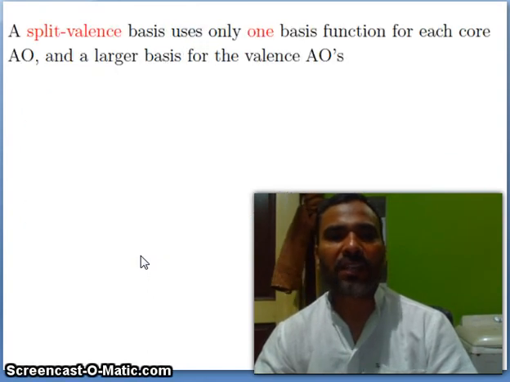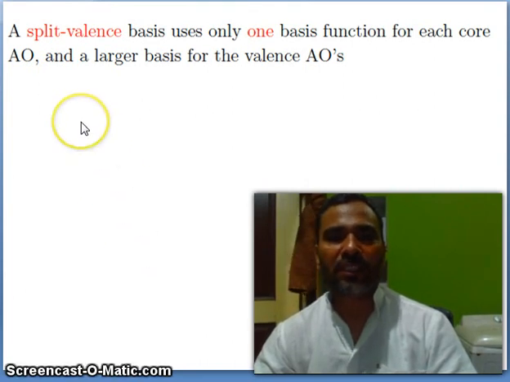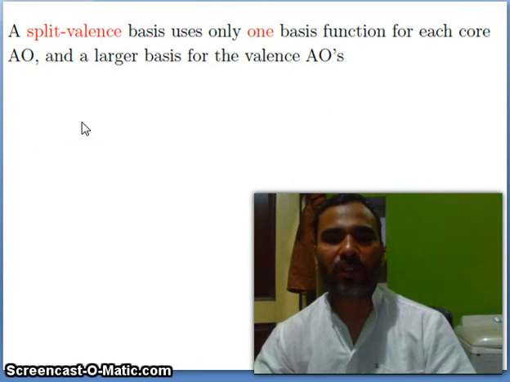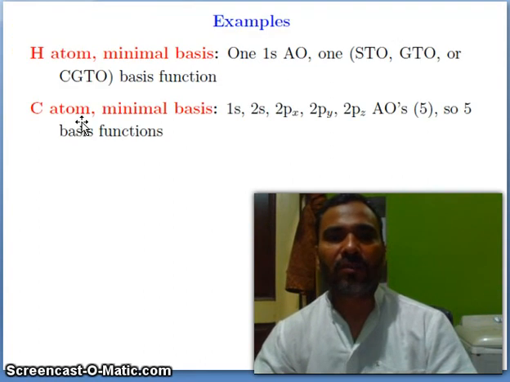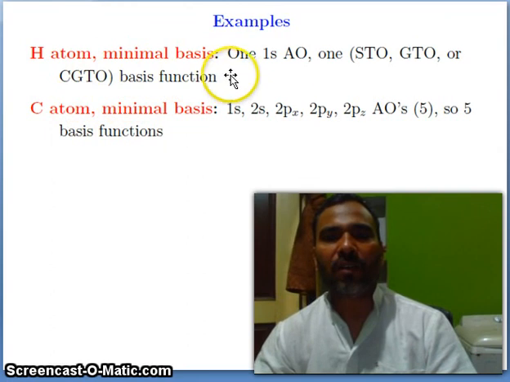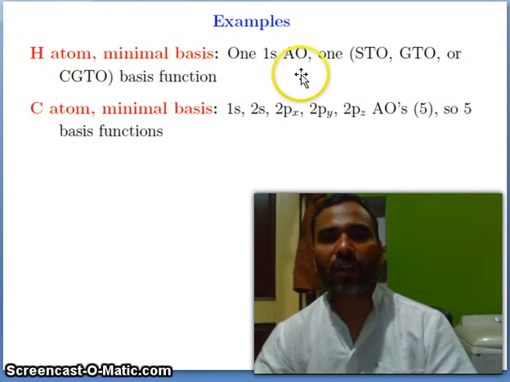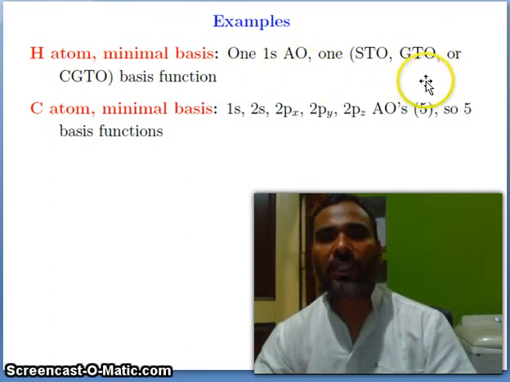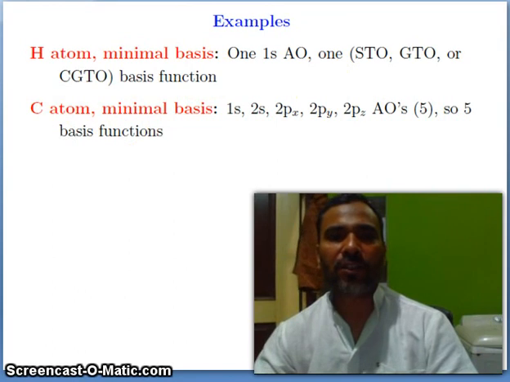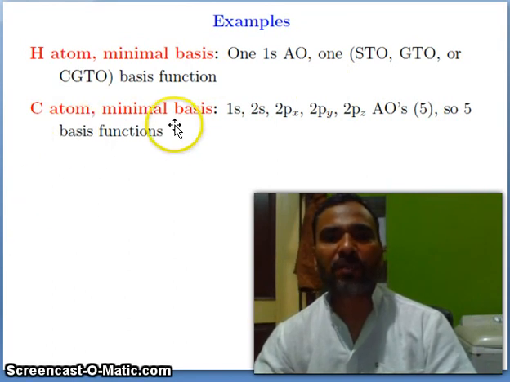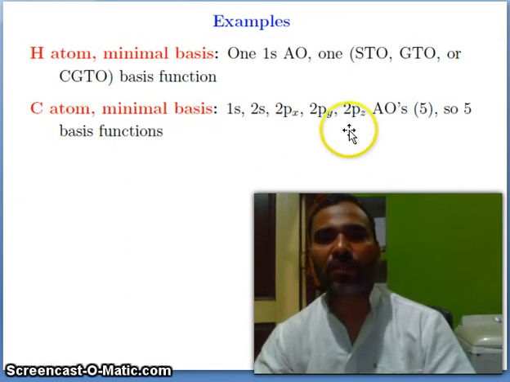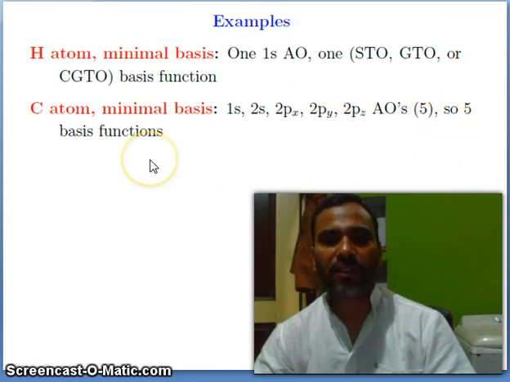A split valence basis uses only one basis function for each core atomic orbital and a larger basis for valence atomic orbitals. For example, hydrogen atom minimal basis: 1 1s atomic orbital, 1 STO, GTO or CGTO basis function. Carbon atom minimal basis set: 1s, 2s, 2px, 2py, 2pz atomic orbitals, so 5 basis functions.